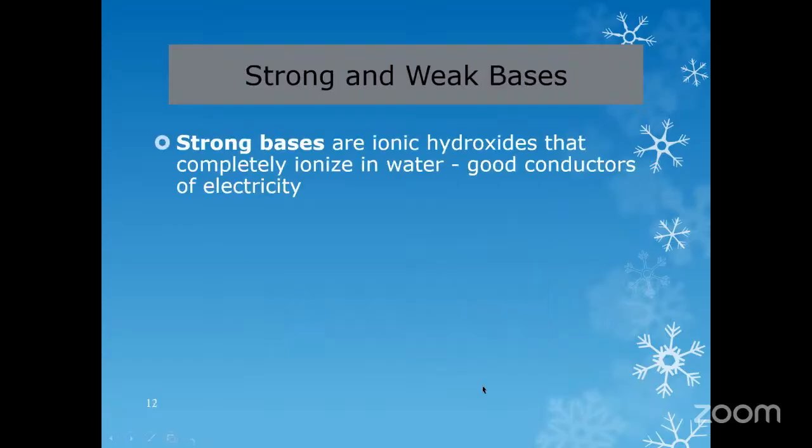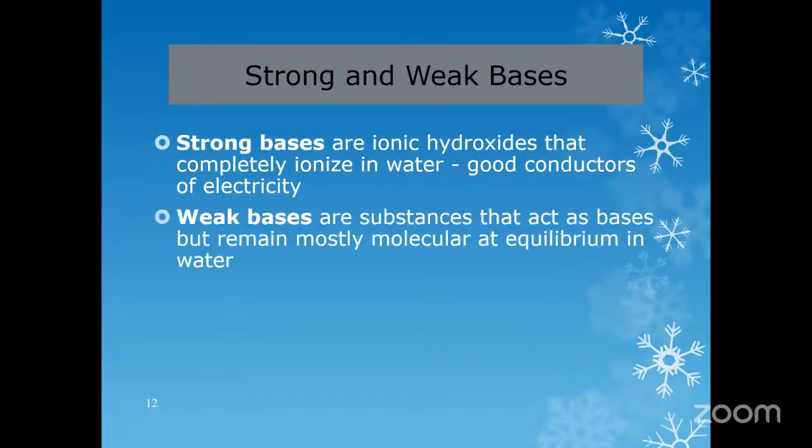All right, so when it comes to bases, the terminology strong and weak means the same thing as in the case of acids. Strong bases will undergo complete dissociation in water and will be good conductors of electricity. These are typically ionic hydroxides like sodium hydroxide, magnesium hydroxide, and so on. Weak bases are not as good conductors of electricity, and these are typically molecular compounds which interact with water to form hydroxide ions. And I think I may have an example here.